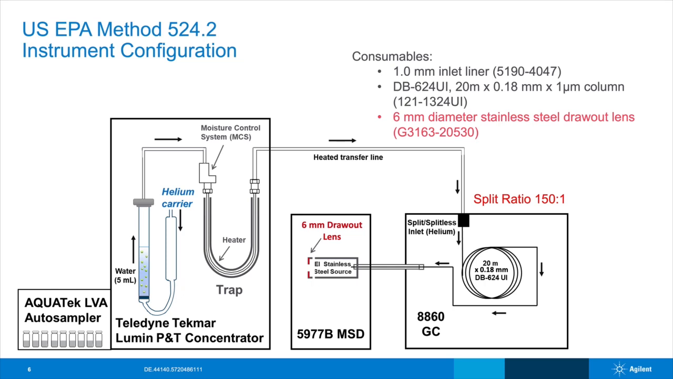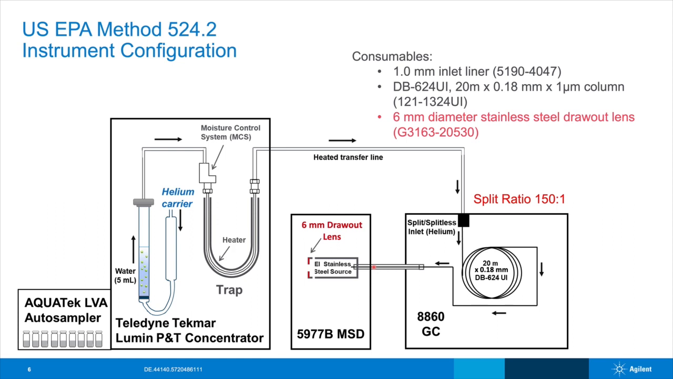So the instrument configuration that we used for this work is the Aquatech liquid vial auto sampler, the Teledyne Tecmar Lumen Purge and Trap concentrator shown here, and that feeds the purged sample into the splitless inlet of our 8860 GC and goes into the 5977B MSD.